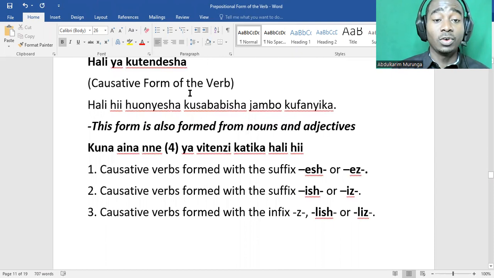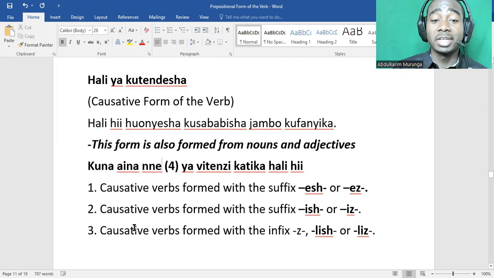Hali hii huonyesha kusababisha jambo kufanyika, to cause something to happen. This form is also formed from nouns and adjectives, so not only from the verbs. Kuna aina nne ya vitenzi katika hali hii. So we have four forms of verbs that are formed in this case.